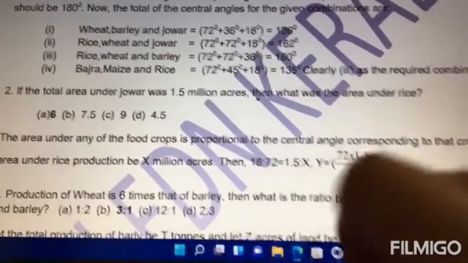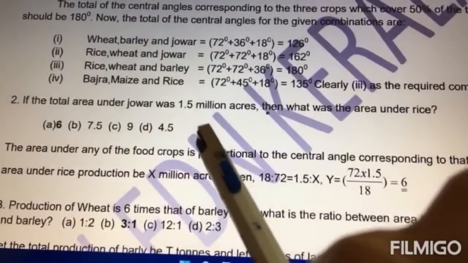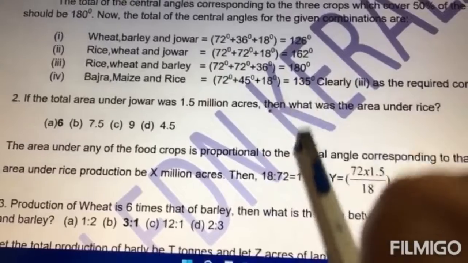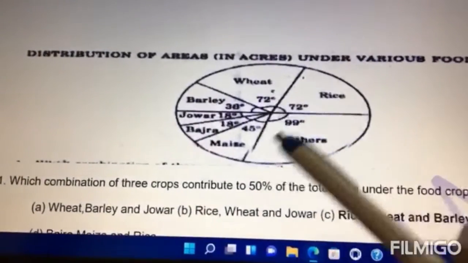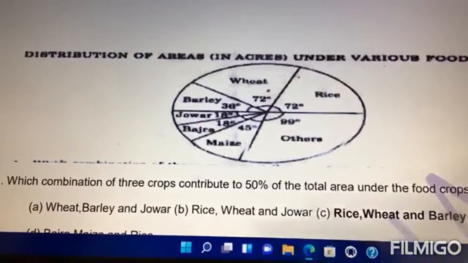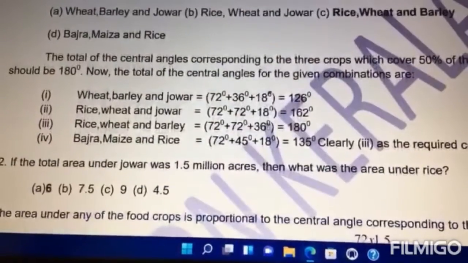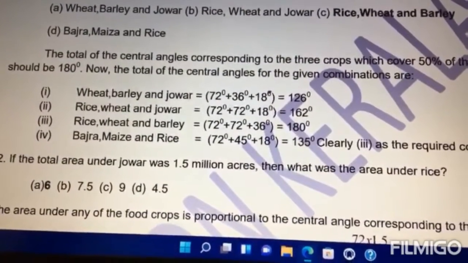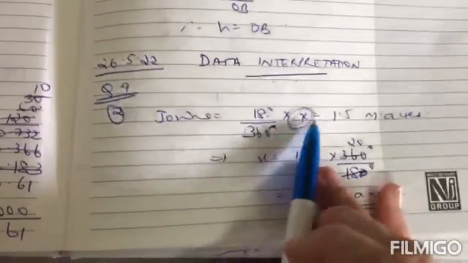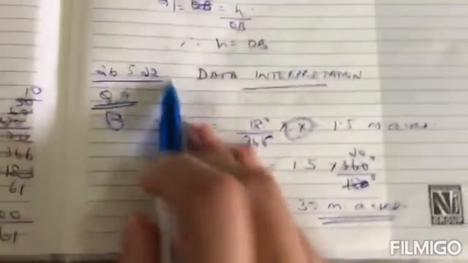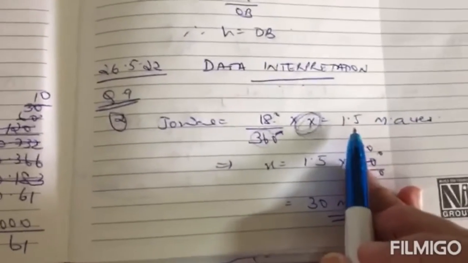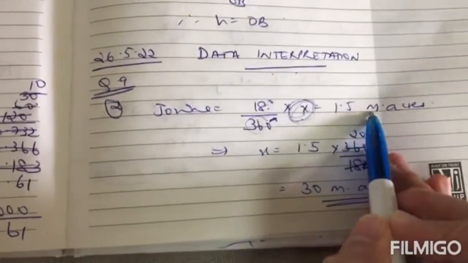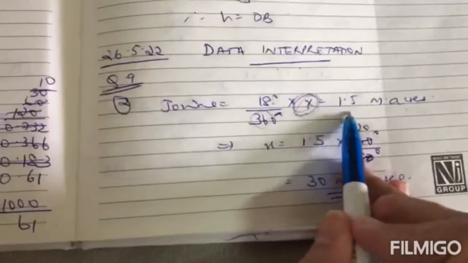Now, if the total area under jowar was 1.5 million acres, then what was the area under rice? Jowar forms an angle of 18 degrees. So they are giving you the total area under jowar, which is 1.5 million acres. How do we work this out? The area under jowar is given as 1.5 million acres. So how is this calculated?